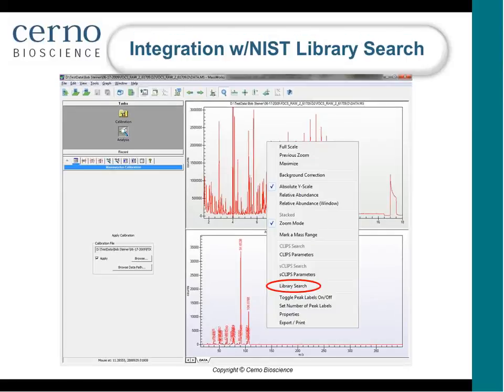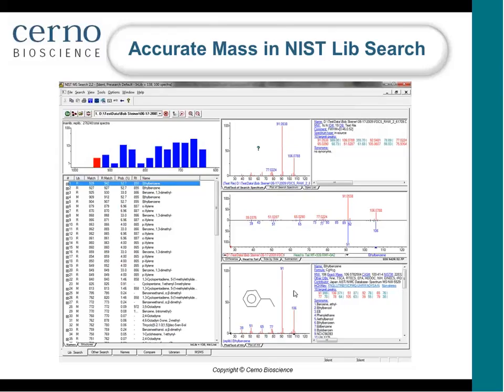So in the latest version of the software, we have also built in a NIST library search for GCMS application. So you can simply right-click, and it will send the spectrum over to the NIST library with accurate mass information to go with it, so that when you compare the spectral match, you can now have accurate mass available to compare with the exact mass information that's available in the latest NIST library 14.